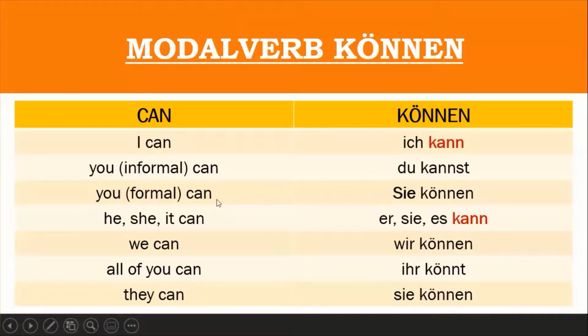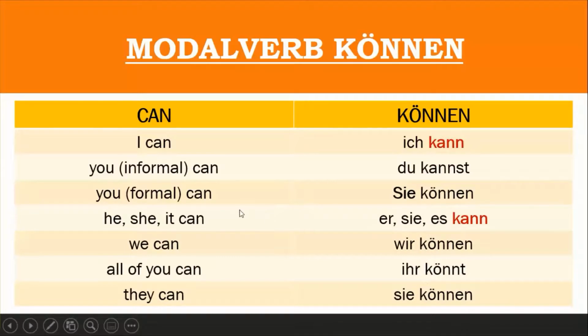You can, when you're addressing someone in the formal way, you will use the word Sie. And the reason I have put Sie in the singular form conjugation is because Sie refers to one person who is being addressed in the formal way. However, the conjugation of the verb with Sie will be in the infinitive form. So it will remain können and it will be Sie können.